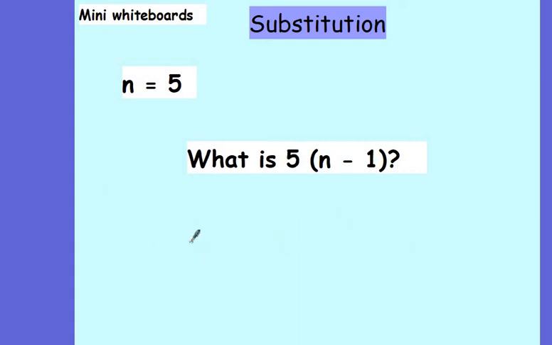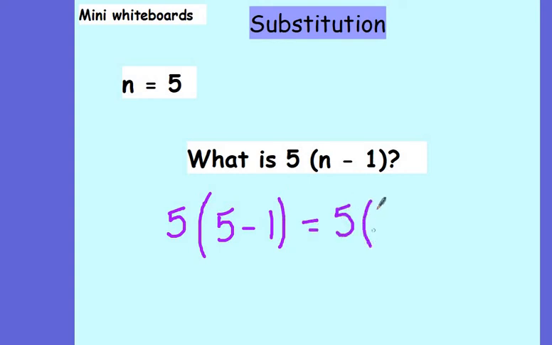How about now? Pause the video, have a think. Right, let's go through it. This time we've got 5 lots of n minus 1. Wherever we see an n, we need to write the number 5. 5 take away 1, which is 5 lots of 4. 5 times 4 is 20.